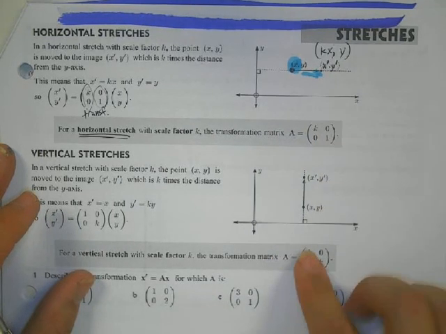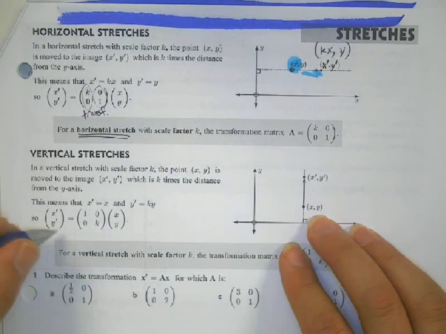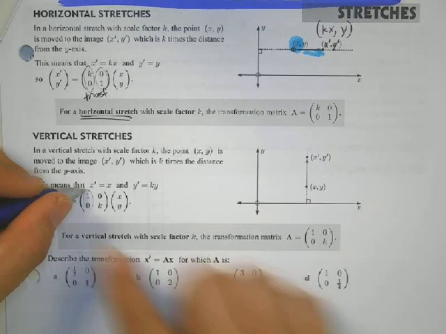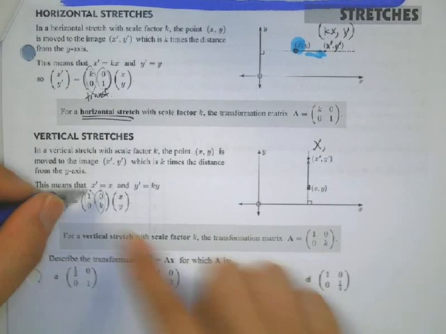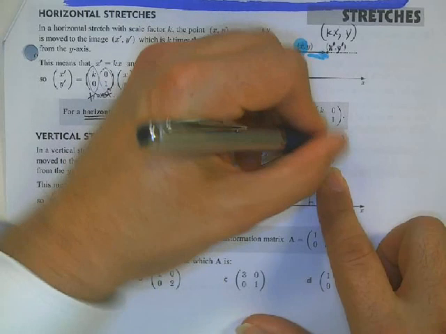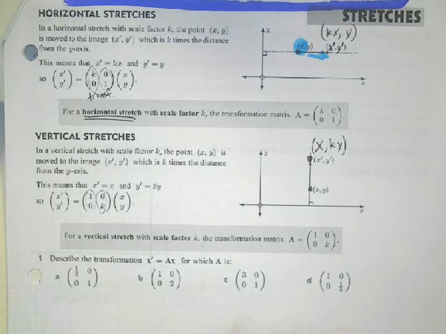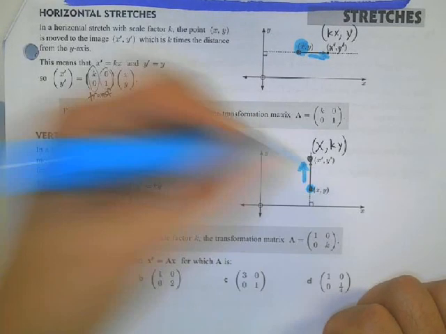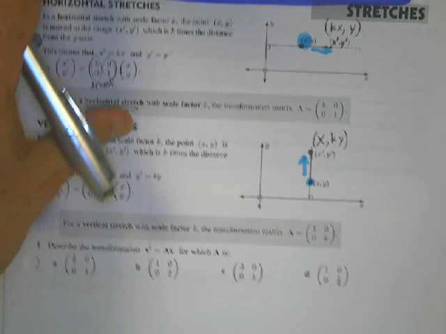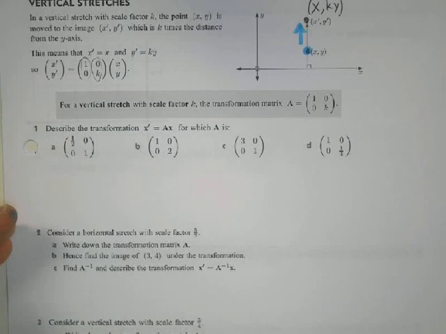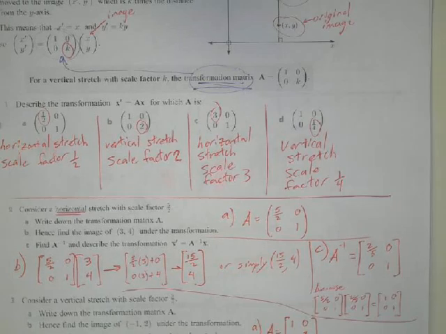Okay, the vertical stretch, it's going to move up. Notice here we have 0, 1, so the x value will stay the same, and 0, k, the y value is going to be k times y. That's our new y value, and it's going to move from here that direction. Okay, so here, I'm just going to talk through the stretching.